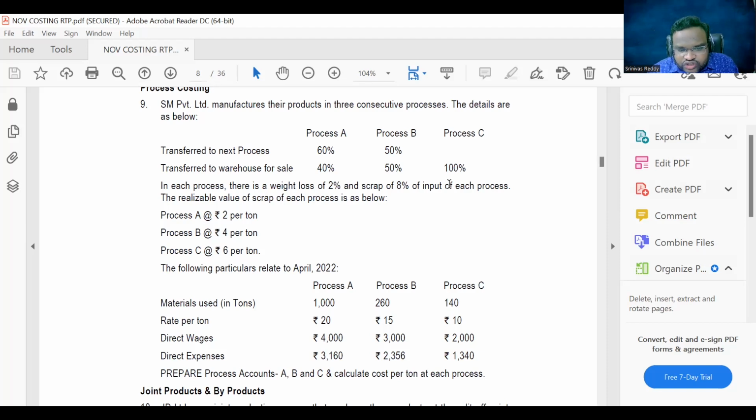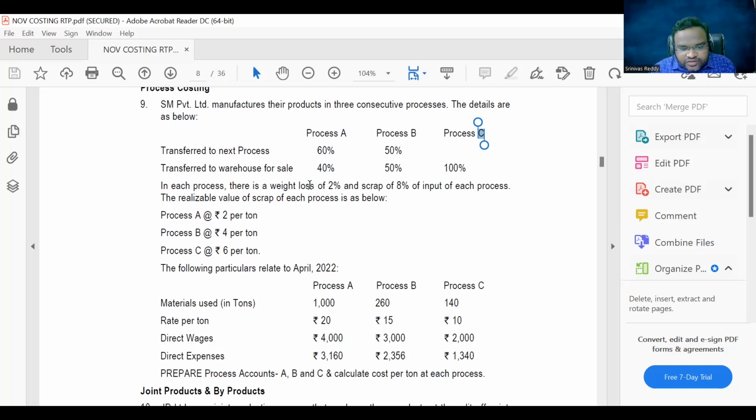SM Private Limited manufactures their products in 3 consecutive processes. The details are as follows. Process A transferred to next process. From process A to process B, 60% will be transferred, and transferred to warehouse for sale 40%. Whatever we received from process B, 50% will be transferred to process C, and the remaining 50% to be processed for sale. And in process C, there is no further process, everything is sold. In each process, there is a weight loss of 2% and scrap of 8% of input. So now 2% weight loss, scrap 8%.